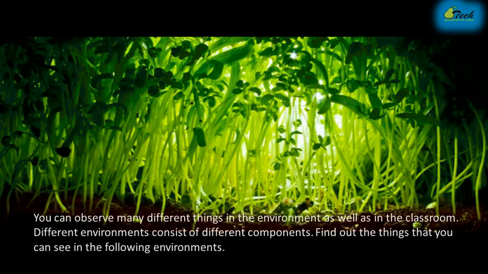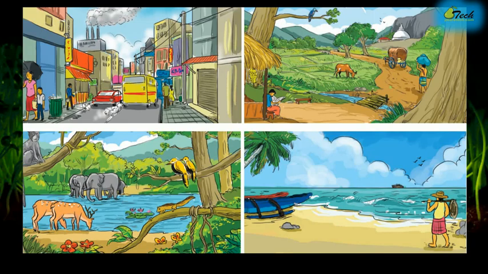So we will move ahead and see what's there, and you can observe many different things in the environment as well as in the classroom. Different environments consist of different components. Now let's find out the things that are there in this picture, as in your textbook, where there are 4 pictures. If you observe very closely, each picture has a different environment and different living and non-living things.